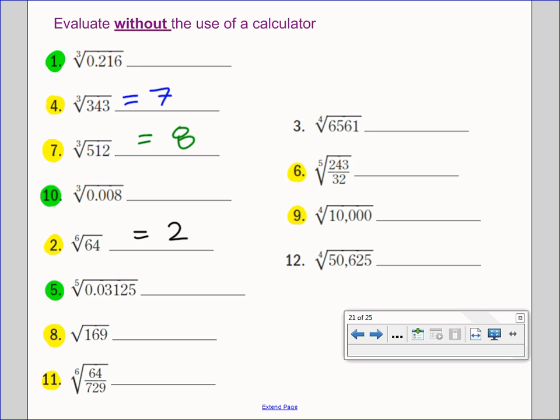The square root of 169. Everybody find it. The square root of 169. Logan. 13. True that. Good job.